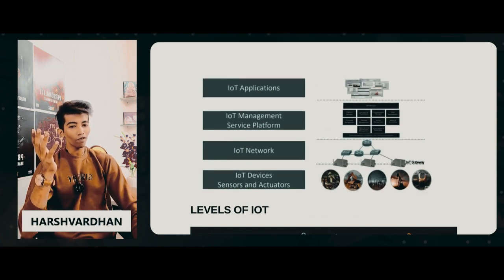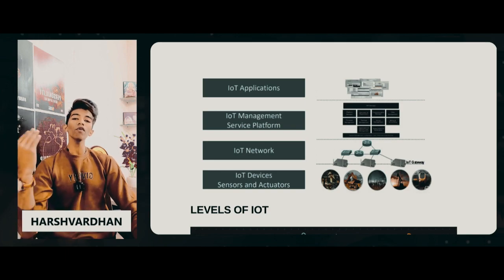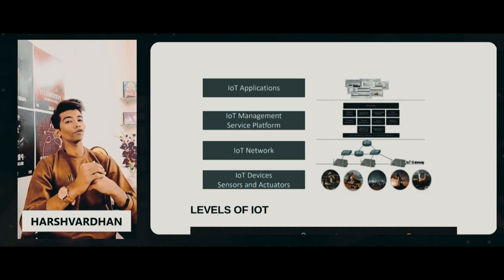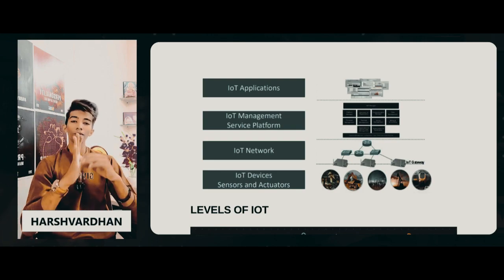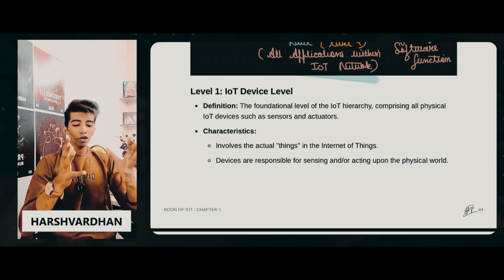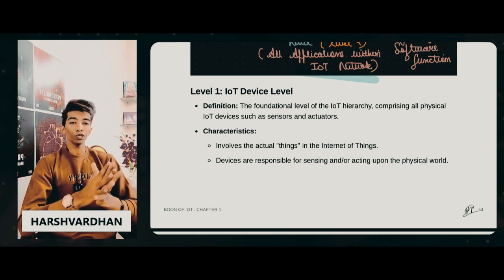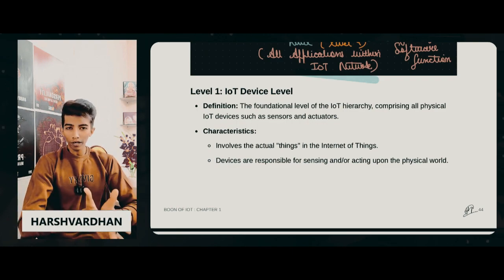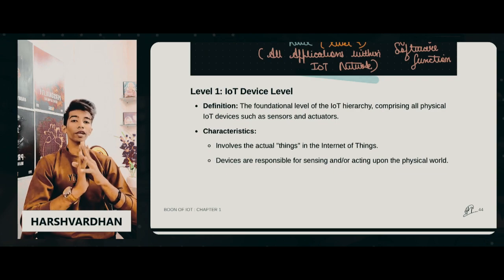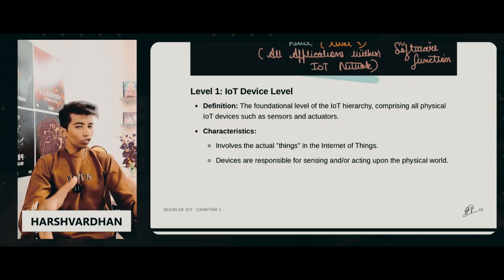The first level is of devices, sensors and actuators, the second level is the network, the third is the management service platform, and on top of that we have all kinds of IoT applications working. So it is the basic reference architecture of IoT. Talking about the IoT device level, I mentioned earlier that all kinds of sensors and actuators are present. Let's take the example of a smart studio. Here the devices are sensors, cameras and all kinds of things which collect data from the environment.